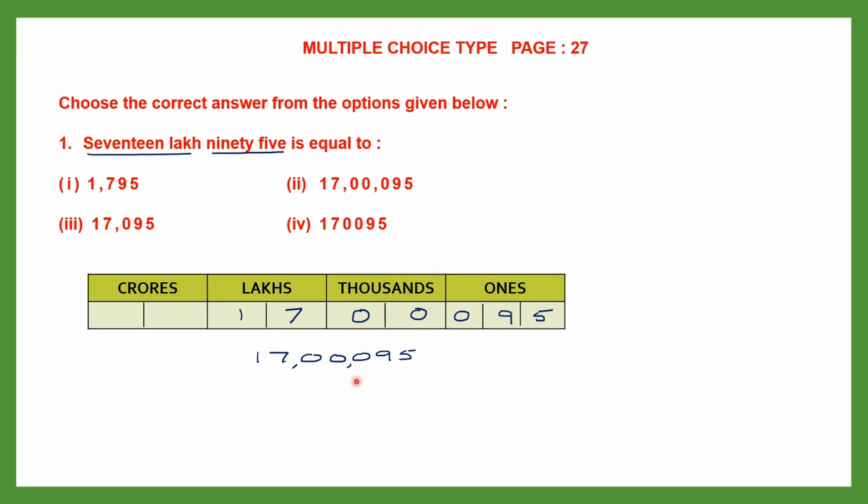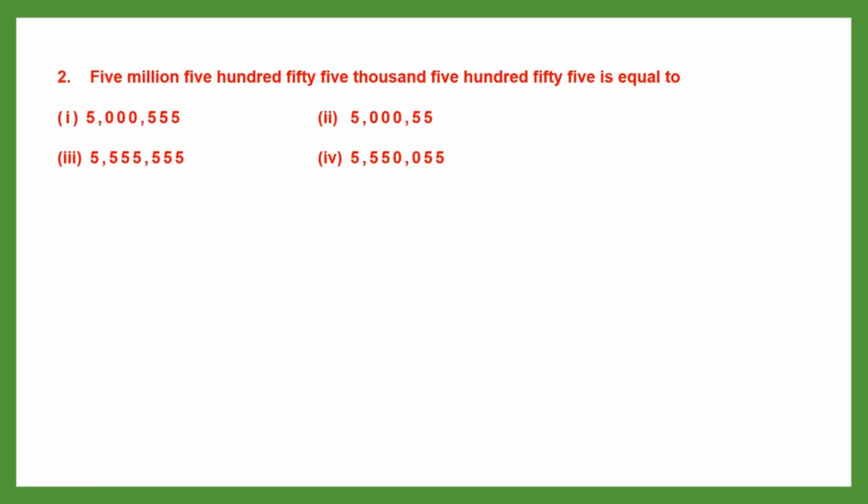And which option is that? Let's look carefully. That is option 2. So we have our answer here. Option 2 is our answer. So we've got this here and that is option 2. Question 2.